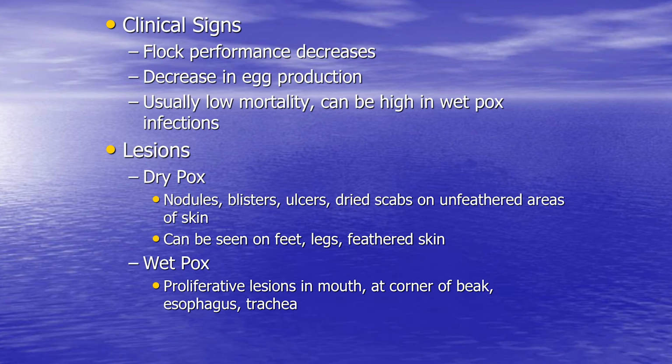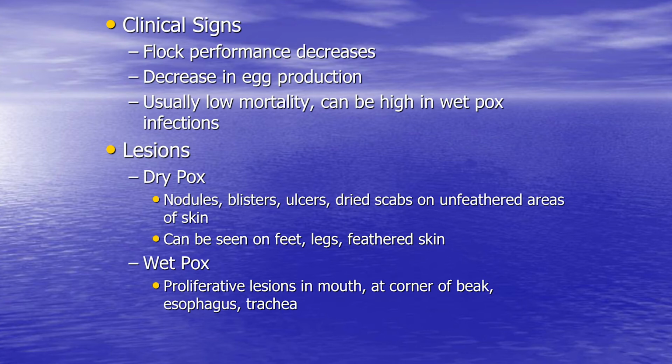With dry pox, the lesions vary in degree, but you usually will see all three of these: nodules, ulcers, blisters, and dried scabs on the unfeathered areas of the skin. Now, all these stages can be found on these unfeathered areas. You can sometimes see these lesions on the feet and the legs, as well as sometimes in the areas that are feathered. With wet pox, it is a proliferative lesion that's seen in the mouth, be it at the corner of the beak. Sometimes we'll get it way down in the esophagus and even into the trachea.